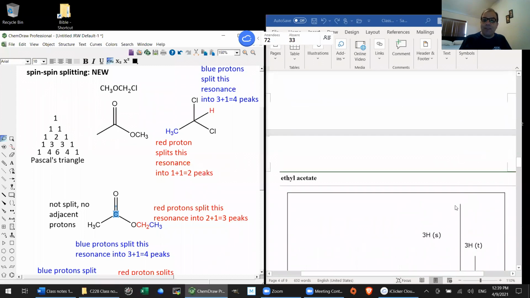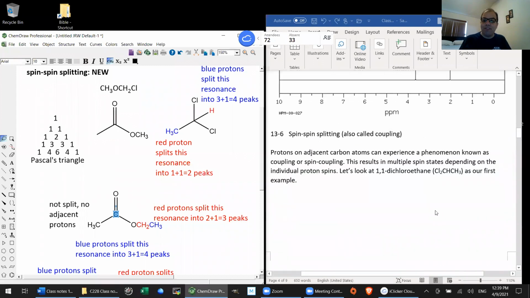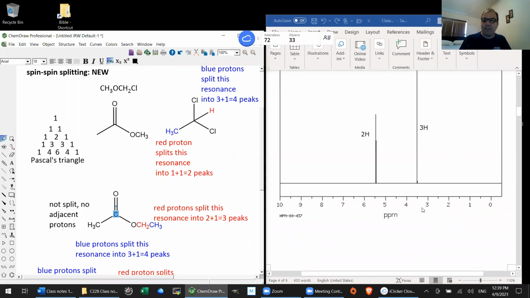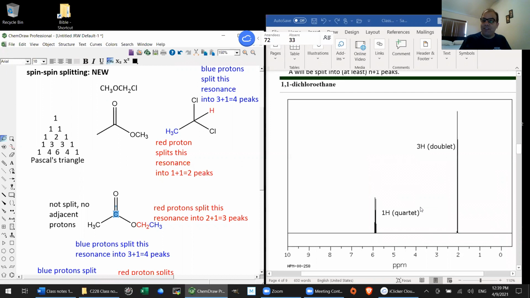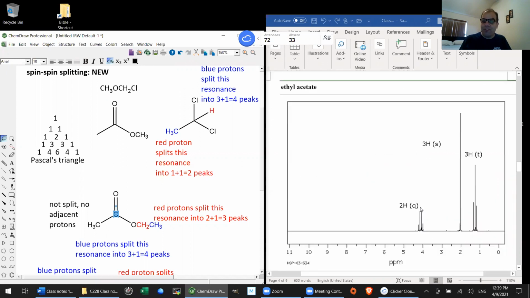And that, by the way, is how I cheated with these first ones. I was just careful to pick two compounds in which none of the protons had any adjacent protons. That's how we got only singlets. But that still works also.